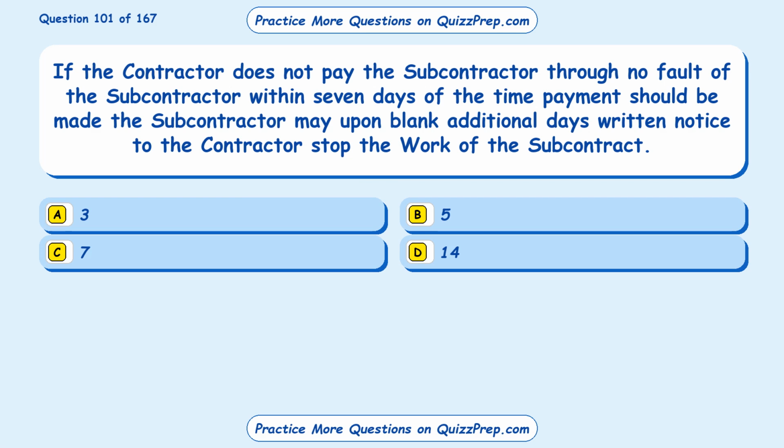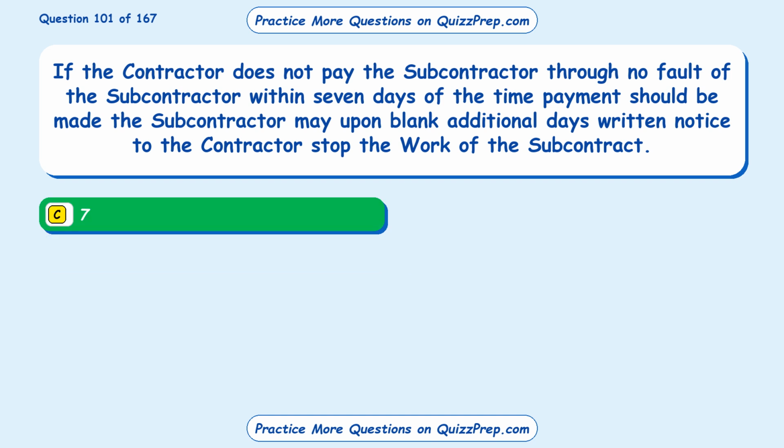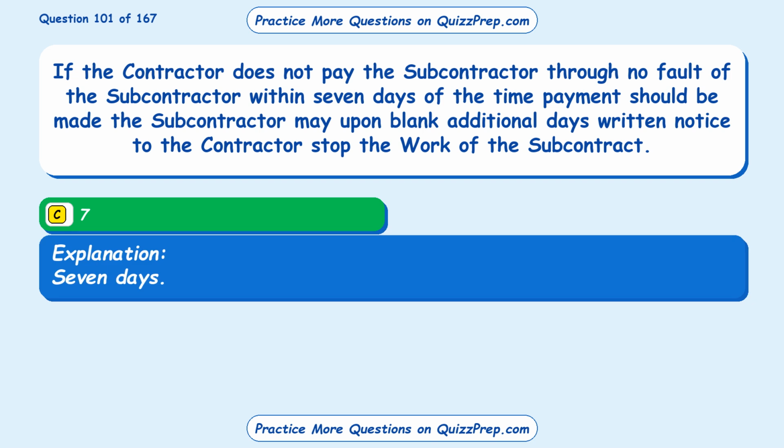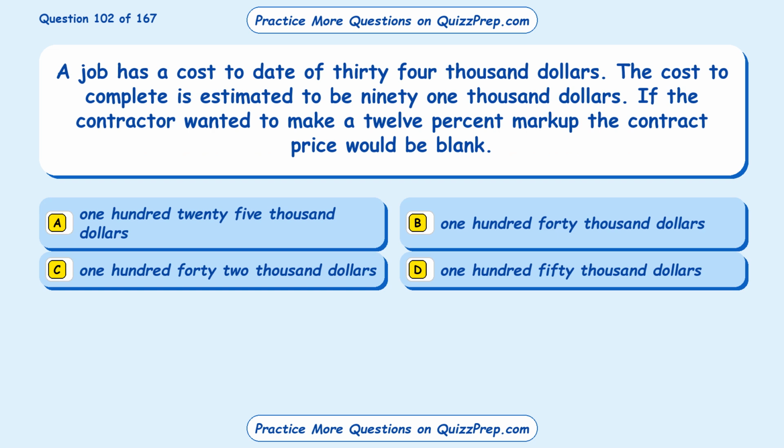Question 101. If the contractor does not pay the subcontractor through no fault of the subcontractor within 7 days of the time payment should be made, the subcontractor may upon blank additional days written notice to the contractor stop the work of the subcontract. Option A 3, option B 5, option C 7, option D 14. The correct answer is option C, 7. 7 days.